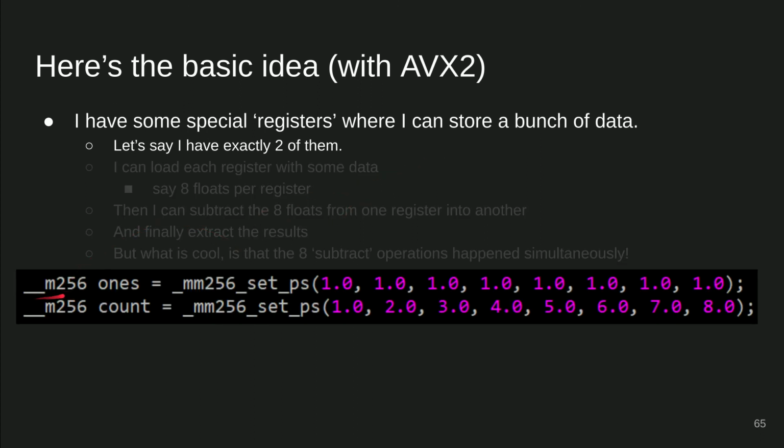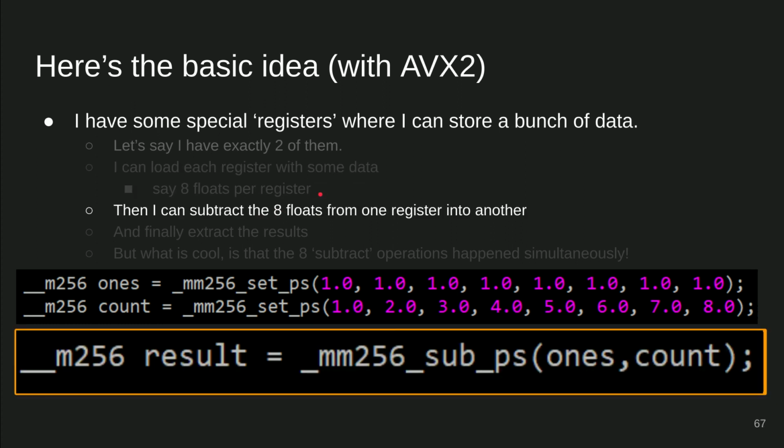I have a register here. You can just think of it as a variable again with 1s in it. Okay, and this is setting up the single precision floats here. That's what the PS stands for. I'm setting them up as just 1 in each of the slots here. I've got 256 bits, so if a float is 32 bits, then I can fit 8 of them into this register. And then same thing here, where I'm just counting 1, 2, 3, 4, 5 in another register. Okay, so 8 floats per register.